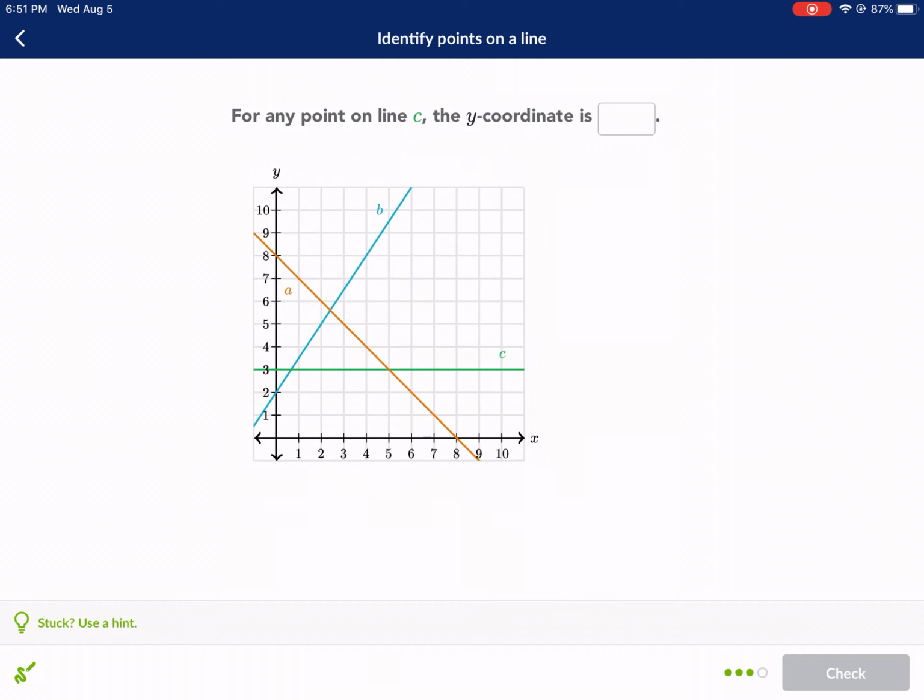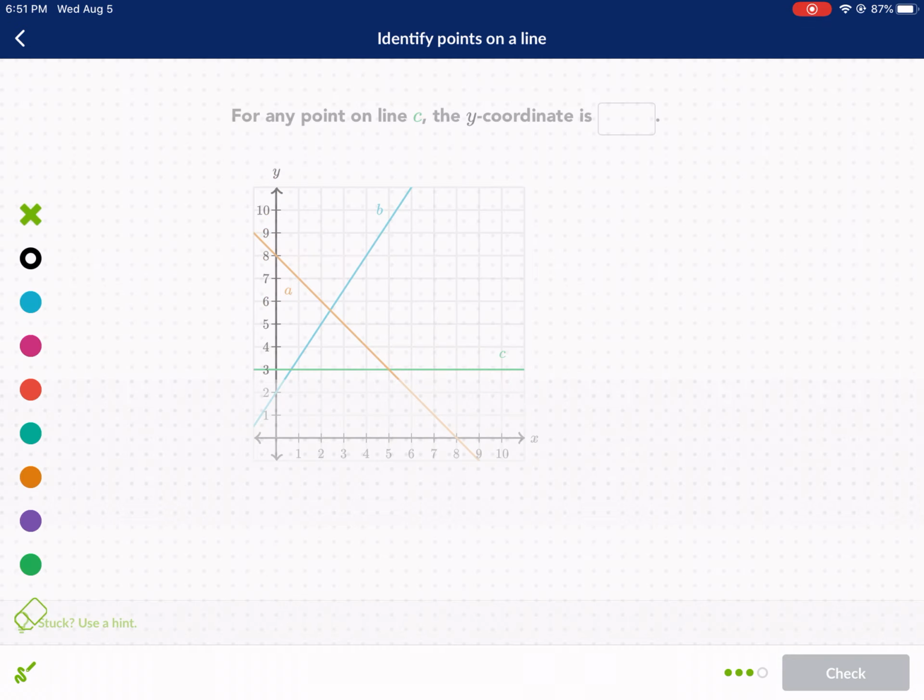For any point on line C, the y-coordinate is, so let's take a look, this is a special case. Let's look at line C. You'll see it's a horizontal line. And look at every single one of these points. We have this point where I go over 1, and I go up 1, 2, 3. So this is 1, 3. This one, 1, 2, 3, 4, and 1, 2, 3. 4, 3.